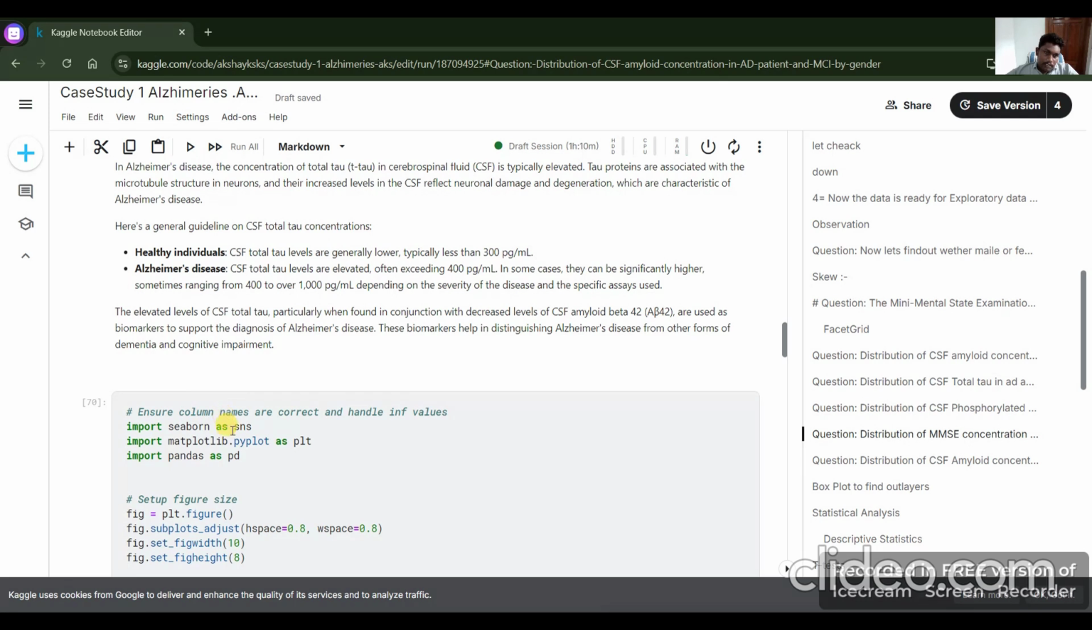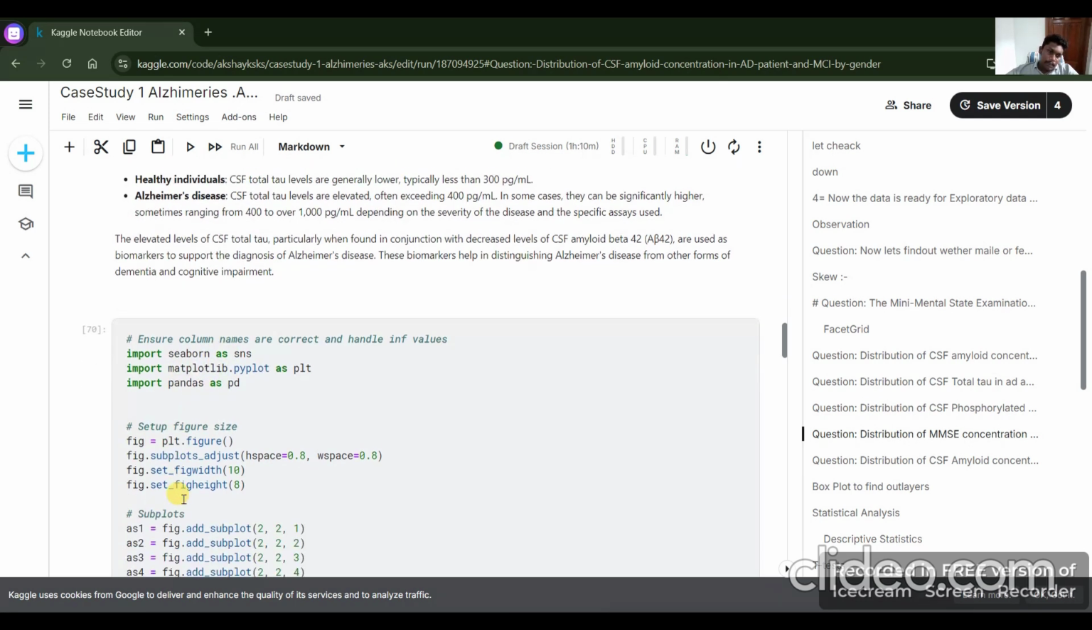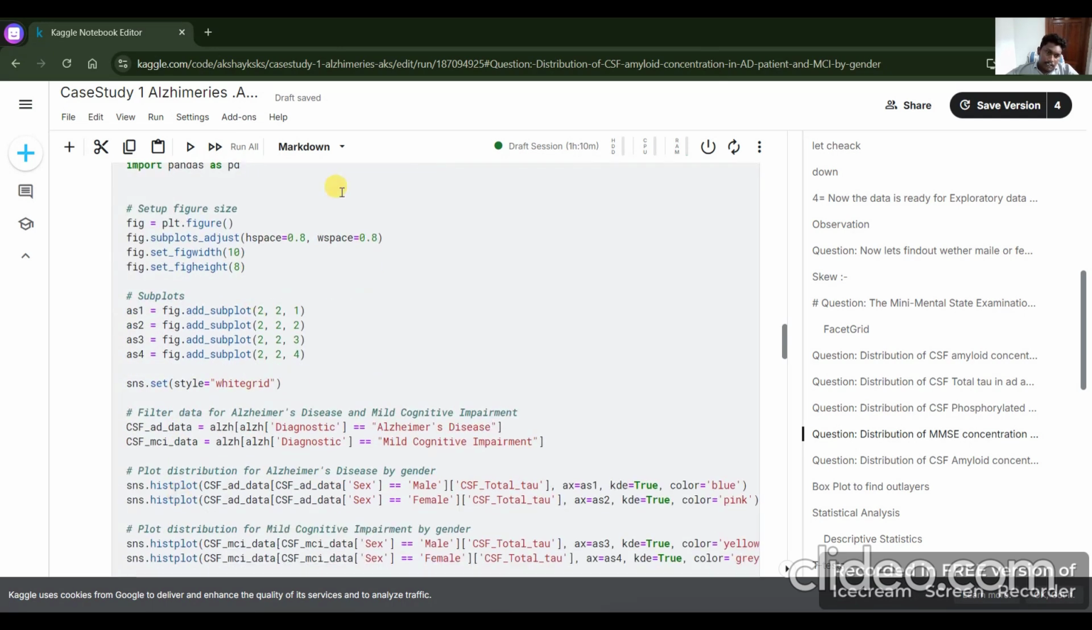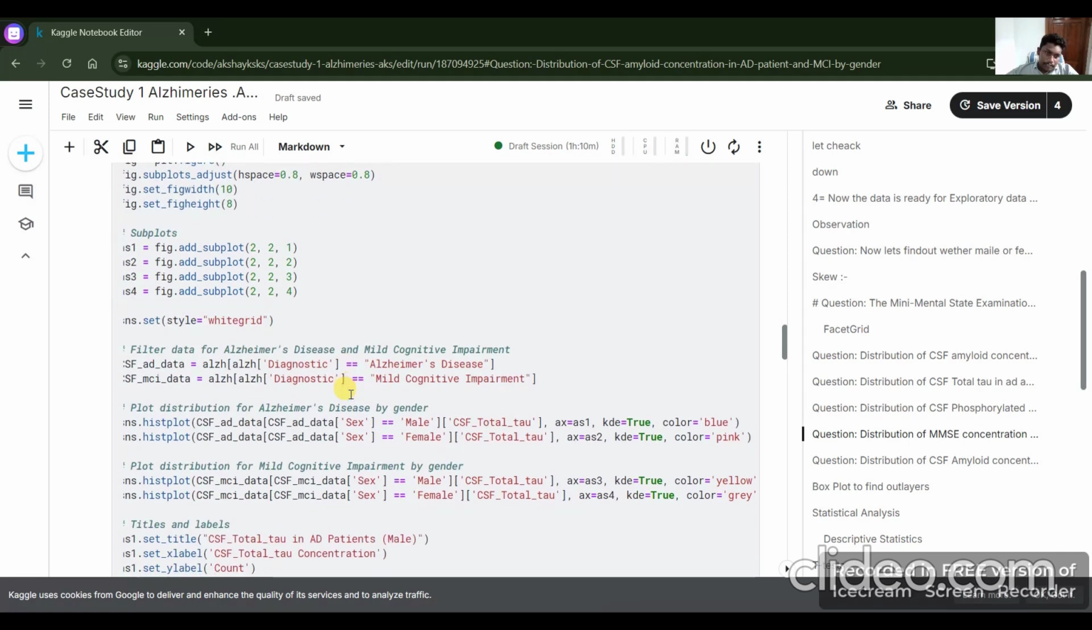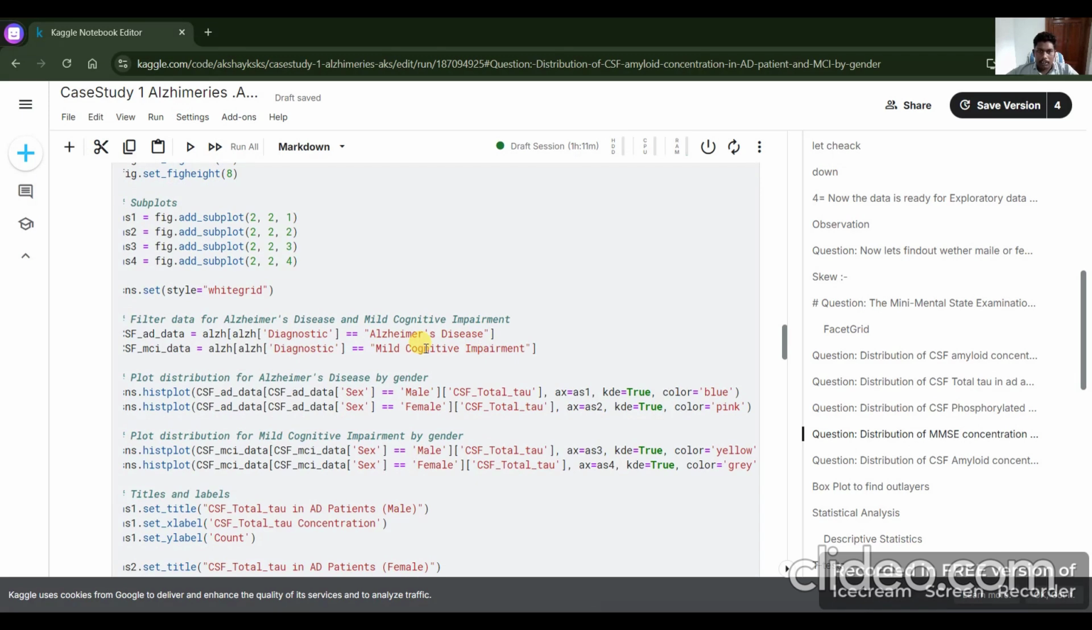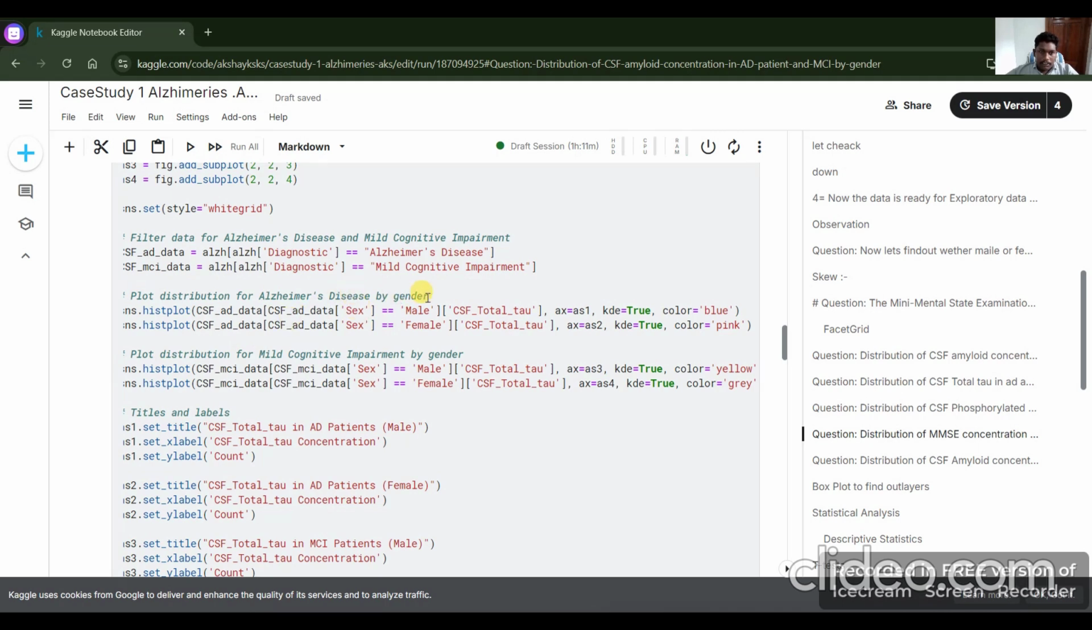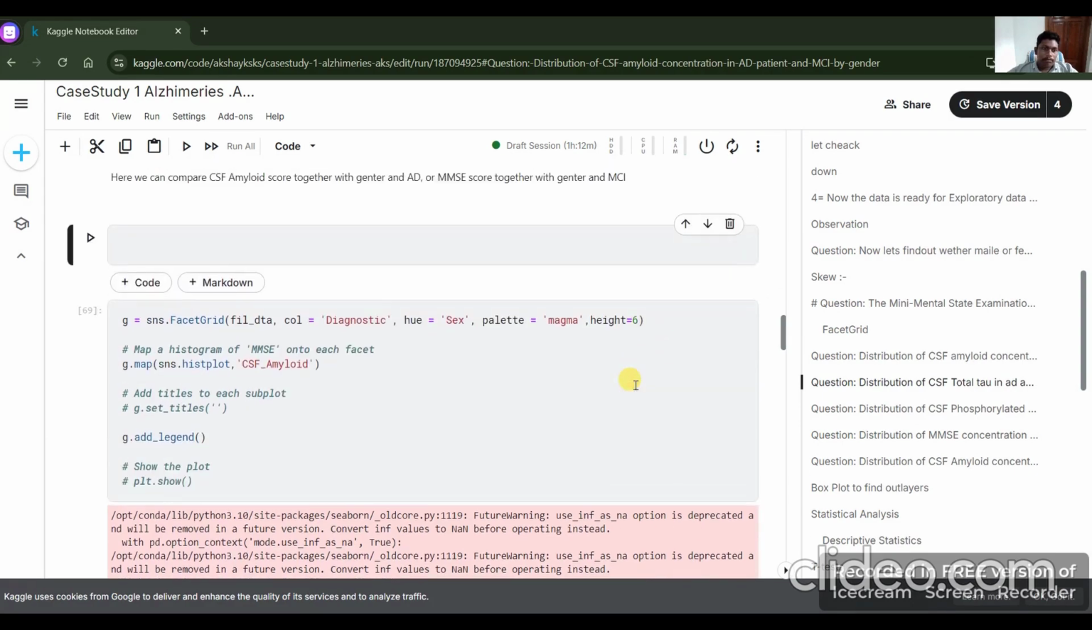We imported seaborn as sns, matplotlib, and pandas. Then, for Alzheimer's disease and MCI impairment, we filter the data: Alzheimer's disease by gender, MCI by gender, with male color as blue and female as pink.